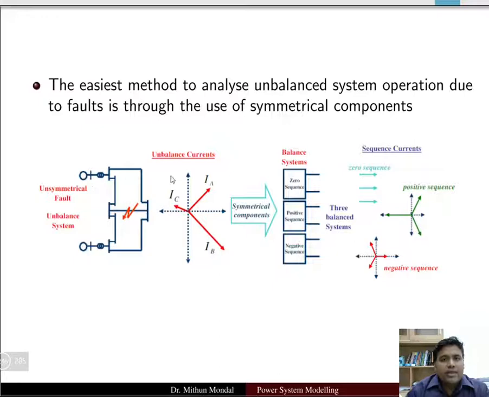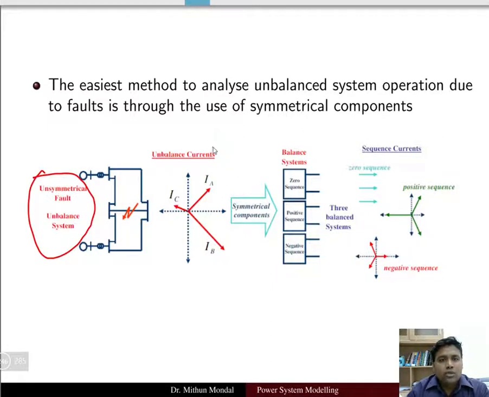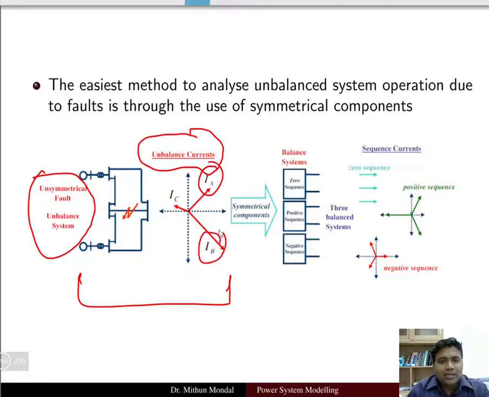Now, whenever there is a fault that is unsymmetrical in nature, the unbalancing of the system through the unbalanced currents can be dealt with. So this is the unbalancing: all three currents IA, IB and IC are of different magnitude. Through symmetrical components we can deal with this unbalancing to make the system balanced. In the zero sequence component, positive sequence component and negative sequence components, we will be dealing with the unbalancing of the system.